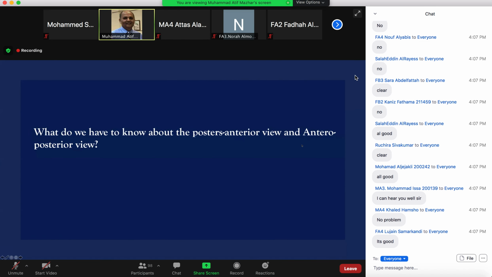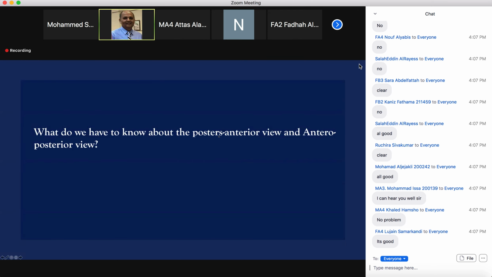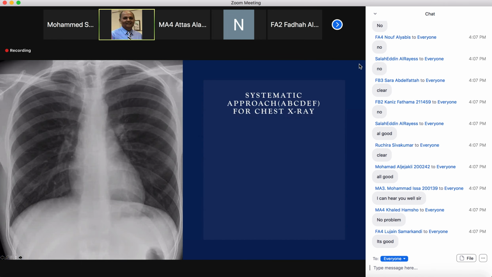Now this question is asking, what do we have to know about the posterior-anterior view and anterior-posterior views? This question is regarding X-ray chest. In X-ray chest, I'll try to explain in my coming slide. This topic has already been dealt with in the structure of the week, X-ray chest with Dr. Sadia.